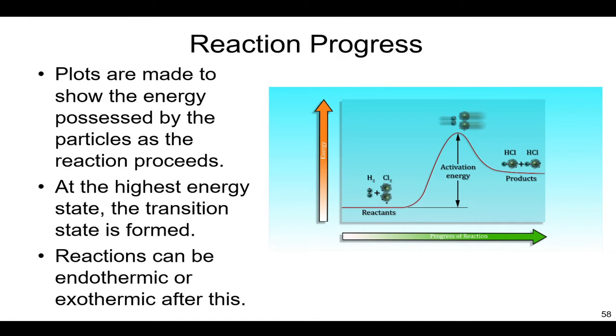Now, the plot shown here I want to dig into a little bit more. Starting off with reactants, they must collide with a certain activation energy necessary to break chemical bonds and reform new chemical bonds between H and Cl to give us two hydrochloric acids from hydrogen gas and chlorine gas. This plot right here is usually called a potential energy surface.